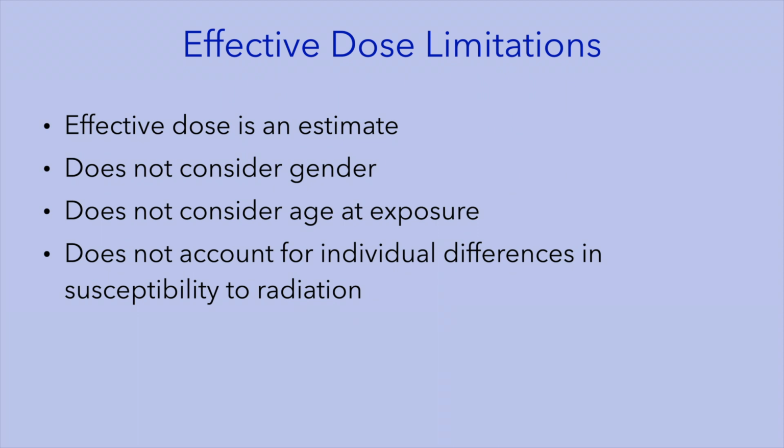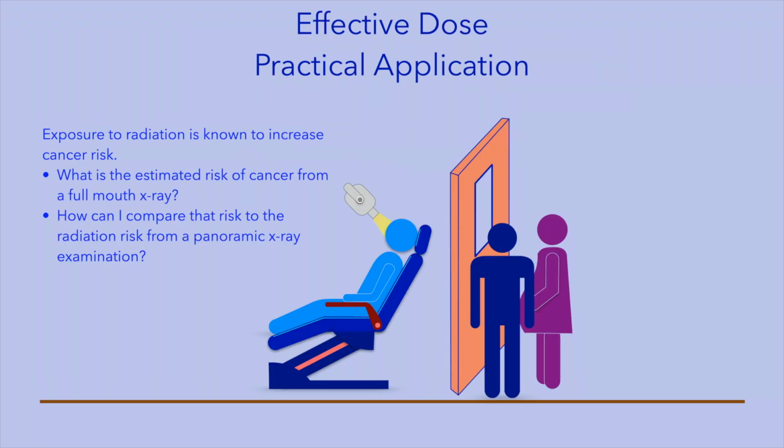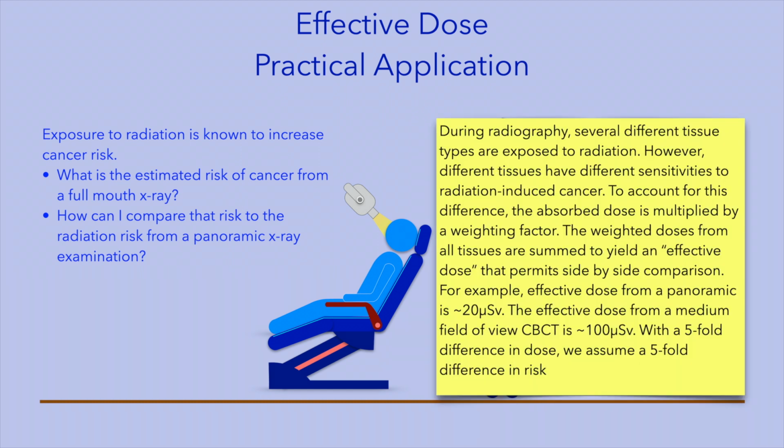There are several limitations to effective dose. It is an estimate, it does not consider gender or age at exposure, and it does not account for individual differences in susceptibility to radiation. Nevertheless, effective dose has practical applications for diagnostic imaging. For example, effective dose allows comparison of the risk from different radiological examinations. Since effective dose is normalized, a 5 microsievert exposure to the head and a 5 microsievert exposure to the hand have the same anticipated cancer risks from radiation.